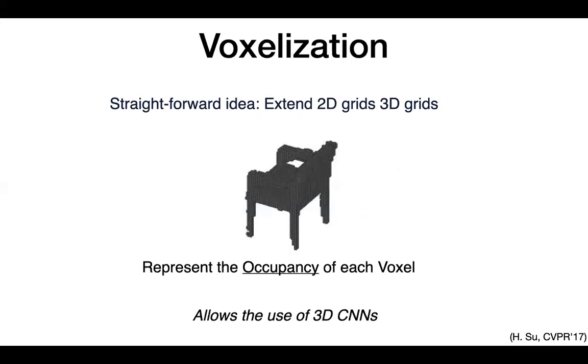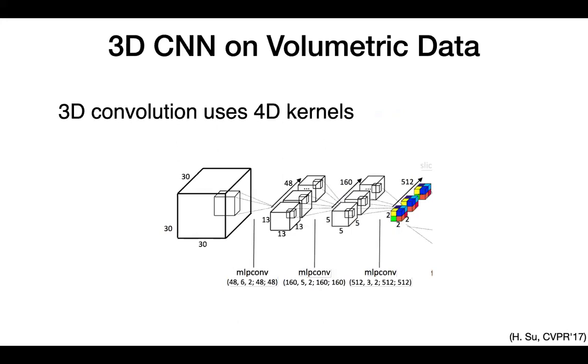that process follows this straightforward idea that we're going to extend the domain of the ambient space to 3D and consider that each point of the grid represents the occupancy of the voxel. And as we said, this allows us to extend CNNs to 3D and design 3D convolution neural networks. So what's a 3D convolution neural network? It's a 3D CNN that's going to operate on volumetric data. And so that means that we are going to extend the convolution operator from 2D to 3D. And basically, we are going to use 4D kernels.